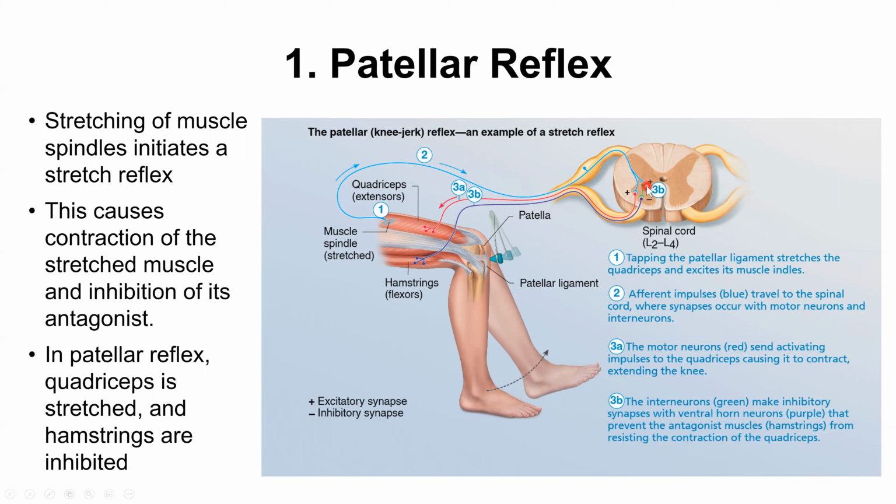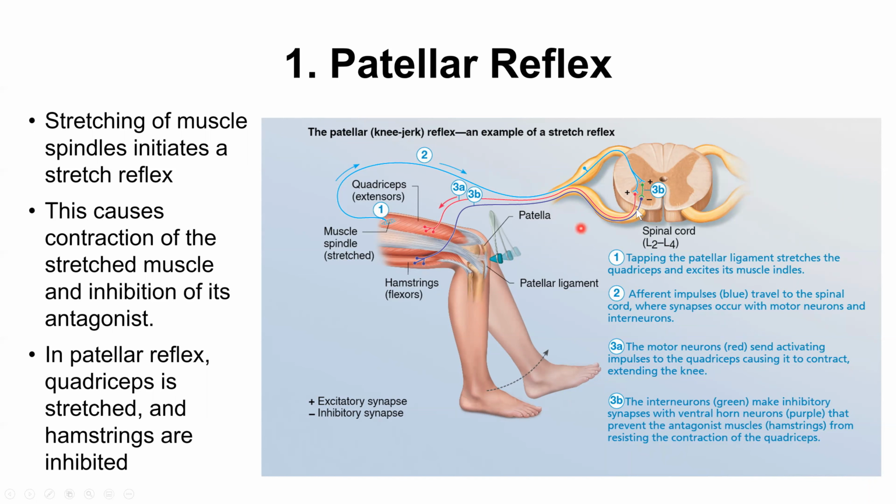Because we also synapsed on this green interneuron, this interneuron is actually going to create an inhibitory signal. And that inhibitory signal is going to be sent along this purple axon and synapse on the hamstrings muscle. And because this is an inhibitory signal, the inhibitory signal prevents the hamstrings from resisting the contraction of the quadriceps.